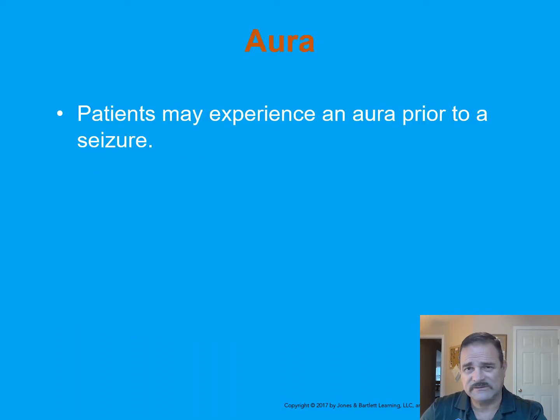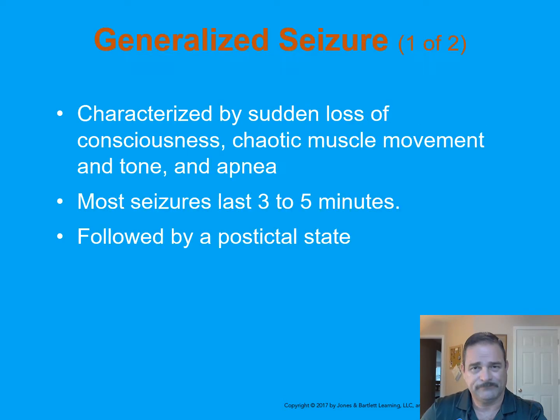Aura. Patients may experience this. It's like a feeling of a presence all the way around your body. It's called an aura prior to having seizures. Sometimes that does happen, and it keys them in to be prepared to go through seizure activity.